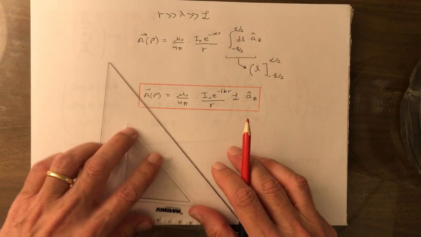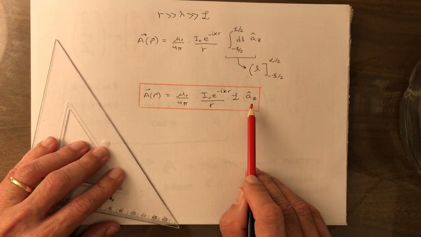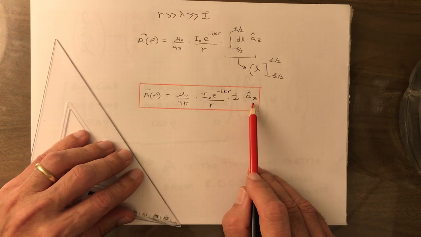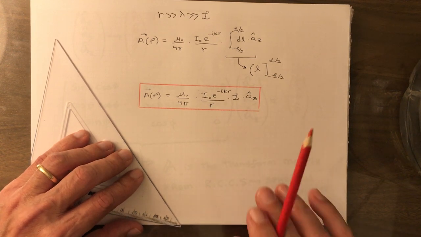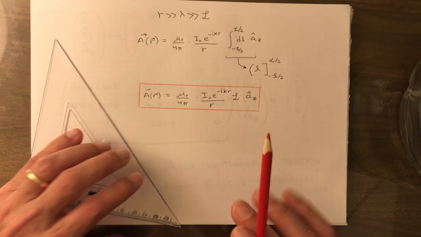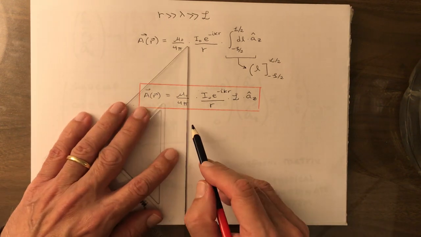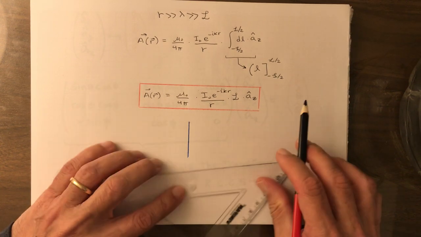At this point, let's notice that we're expressing our vector potential in terms of a rectangular Cartesian coordinate system. In other words, you have a z here. We need to express it in terms of spherical coordinates because there's spherical symmetry to this problem. So let's remind ourselves how we define our spherical coordinate angles.